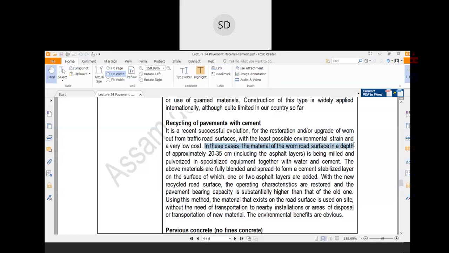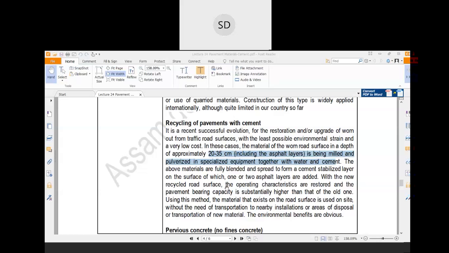In this case, the material of the old road surface to a depth of approximately 20 to 35 centimeter is milled and pulverized in specialized equipment together with water and cement. So whatever worn out material is there, you dig it up from the pavement surface at a depth of 20 to 35 centimeter, crush that material and mix cement and water with it, and again place this over the damaged portion.